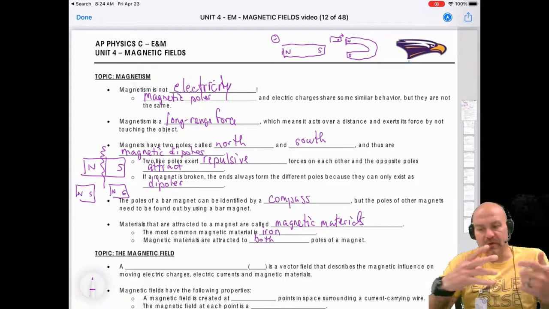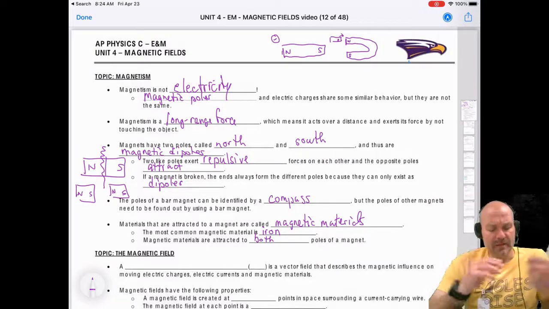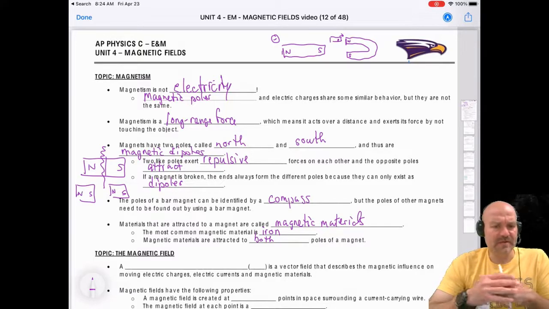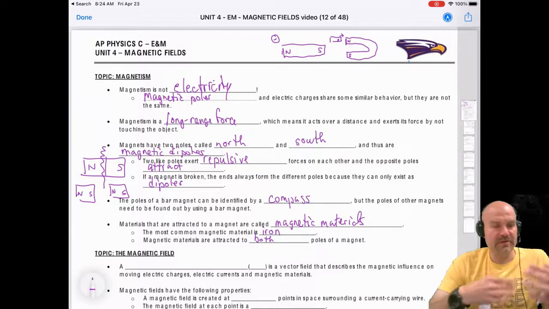Okay. So again, this is probably just some review for basic magnetism. In the next video, we're going to look specifically at the magnetic field that is generated. And then eventually we'll come and talk about how it's related to electricity.